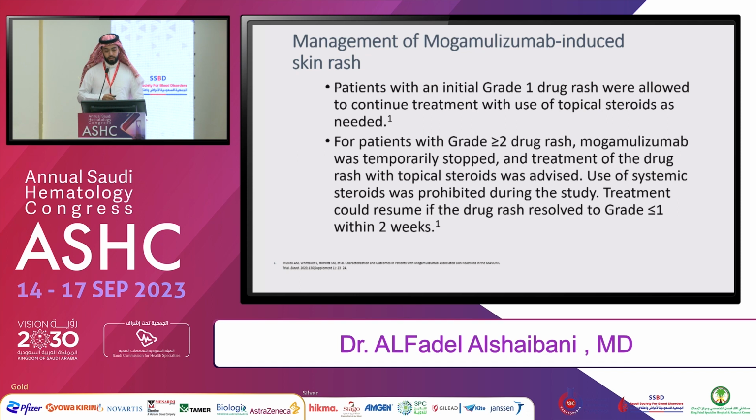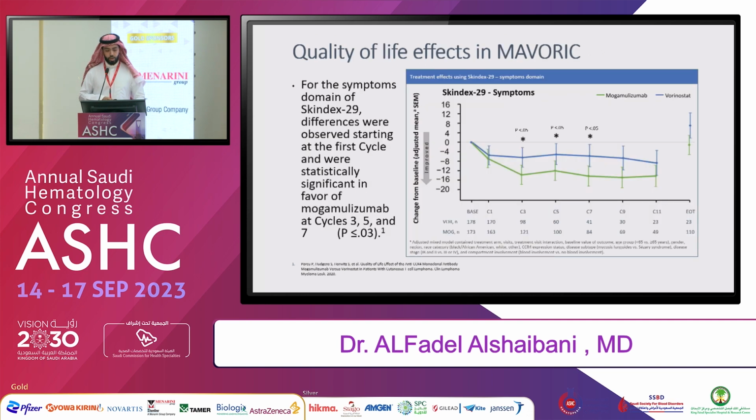How to manage these skin rashes? If this is grade 1, you're allowed to continue the treatment and use topical steroid. However, if it's grade 2 or higher, the treatment should be stopped for some time and you give topical steroid. I sometimes even use systemic steroid, though in the trial it was prohibited, for some time until the skin rash is under control, and then resume mogamulizumab. In my own experience, I've seen good responses with this methodology.